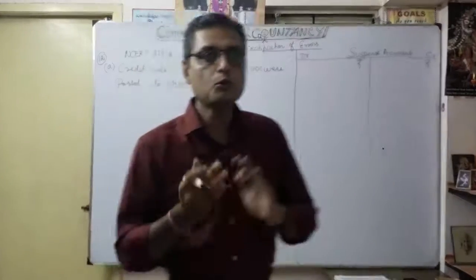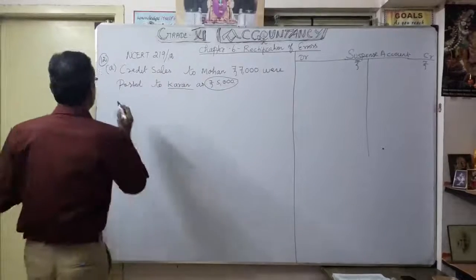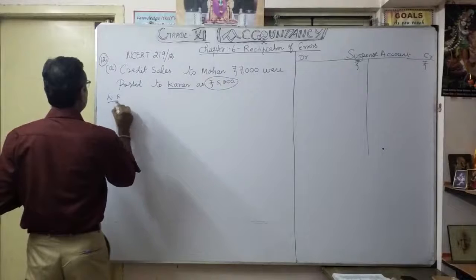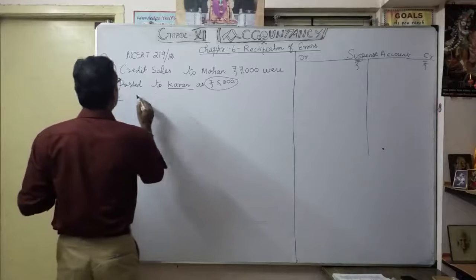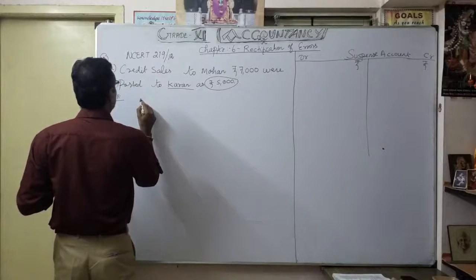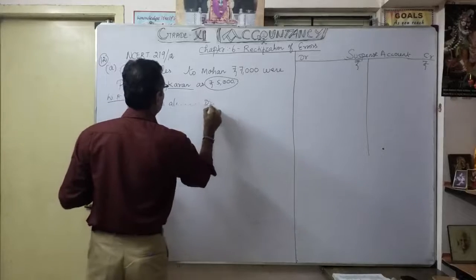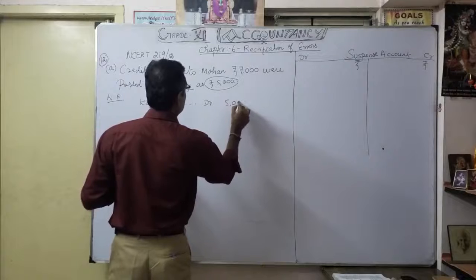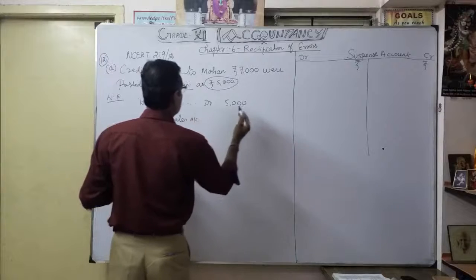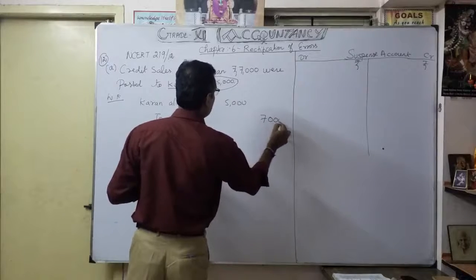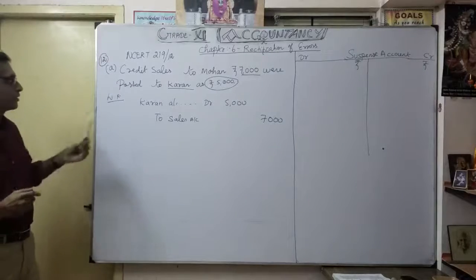Understood. So how are we going to do it? If you write the correct entry, the wrong entry, and the rectification entry, the work is very easy. Let's see what the wrong entry is. They posted to Current. The entry they made was Current account debit 5,000 to Sales account, with the sales amount correct at 7,000. The only thing is they posted to Current account. That is the wrong entry.